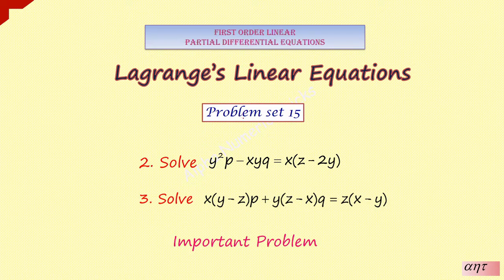Under PDE we are doing problem set of 15. Okay. Now the first problem in Lagrange's linear equations, in the previous video. Now we are going to solve y squared p minus xyq is equal to x into z minus 2y, and solve x into y minus z into p plus y into z minus x into q is equal to z into x minus y. These two problems are very important problems. Either using grouping or method of multipliers, we try to solve the problems.